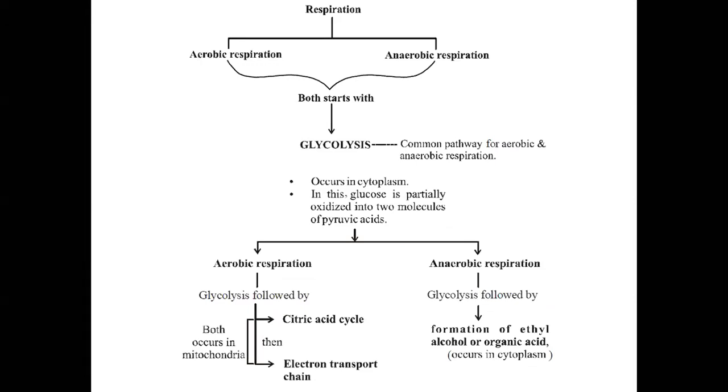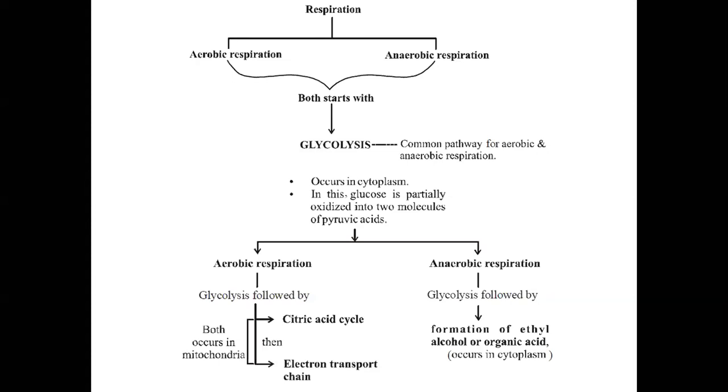In aerobic respiration, glycolysis will be followed by citric acid cycle and electron transport chain. Glycolysis occurs in cytoplasm. Citric acid cycle and electron transport chain occur in mitochondria. So the two pyruvic acid molecules formed in the cytoplasm will further enter the mitochondria, where the citric acid cycle and electron transport chain will occur.